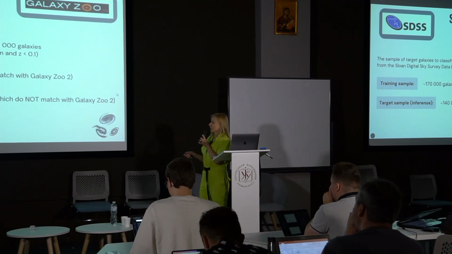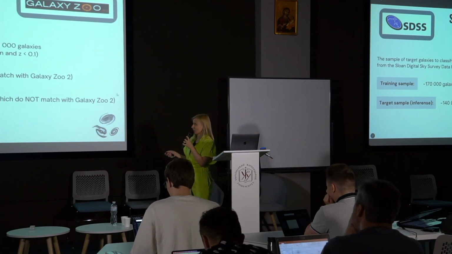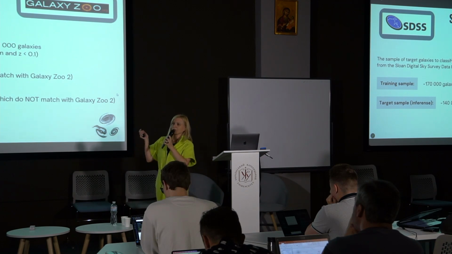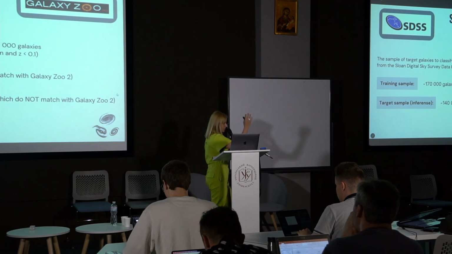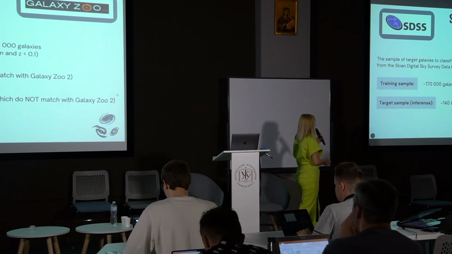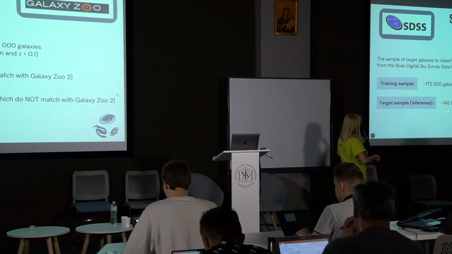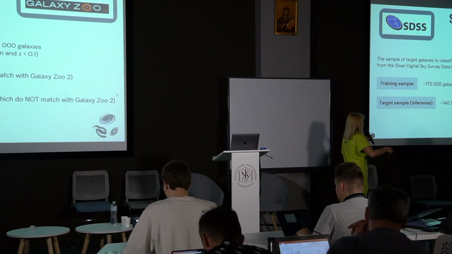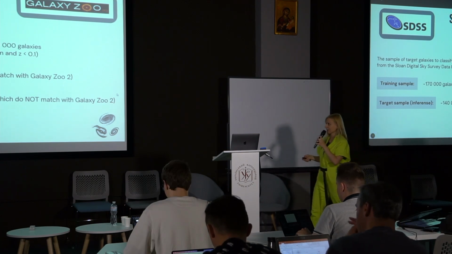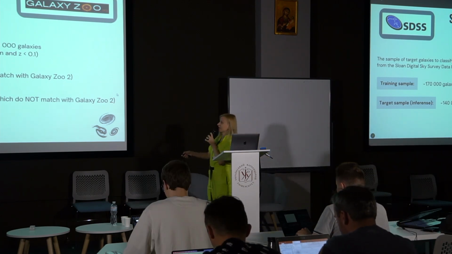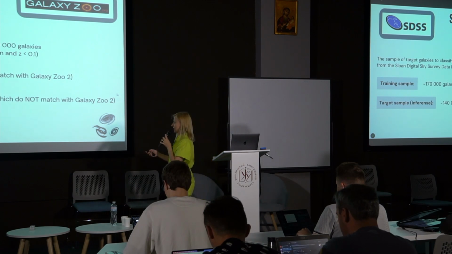We compared our sample, still 300,000, with Galaxy Zoo. And we found that we have 170,000 galaxies which match in Galaxy Zoo. That means that we know the shape or morphological type of these galaxies. The rest of our sample does not match in Galaxy Zoo. That means our aim is to find the shape of these galaxies.